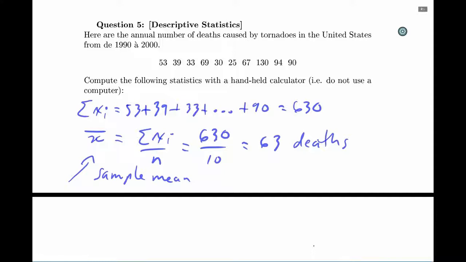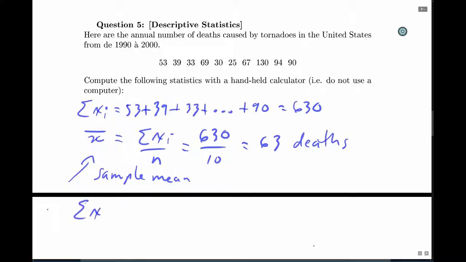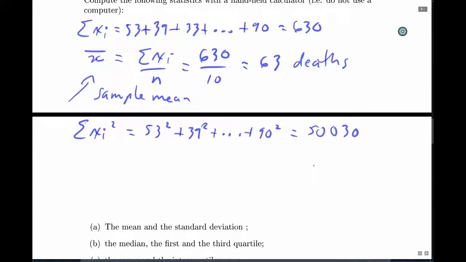Okay, there are a couple of ways to compute the sample standard deviation. I'll first show you how to use a shortcut formula. So the first thing we'll do is compute the sum of squares. And so here we have 53 squared plus 39 squared and so on right up to 90 squared, and then this gives us 50,030.